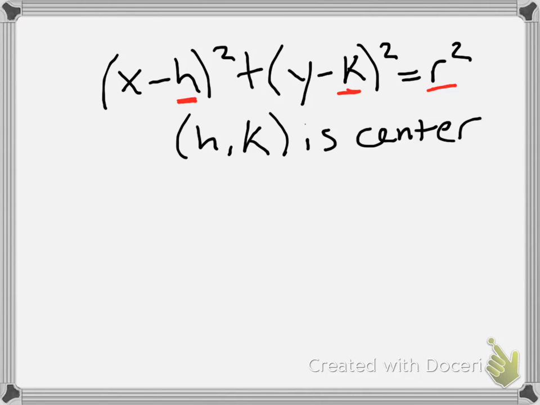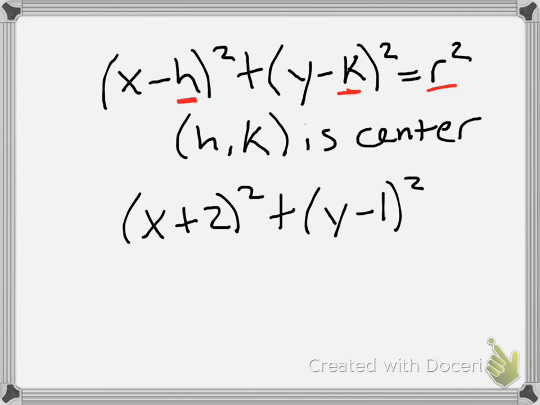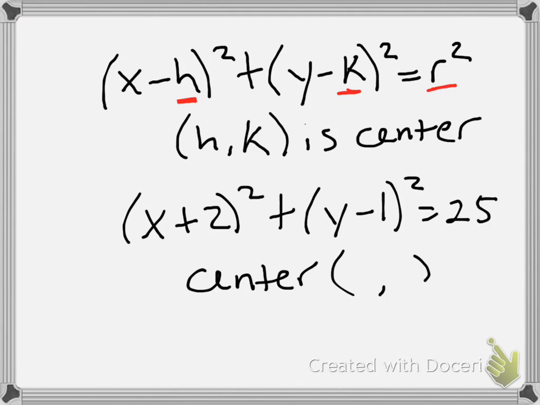So let's say I had x plus 2 squared plus y minus 1 squared equals, let's say, 25. In Math 3, you should be able to find the center of that circle pretty quickly and easily. Remember, this number is going to be your x value and that number is going to be your y value. It's just that when you write it as the center from the equation, you change the sign. So it's actually -2, +1 that is your center.